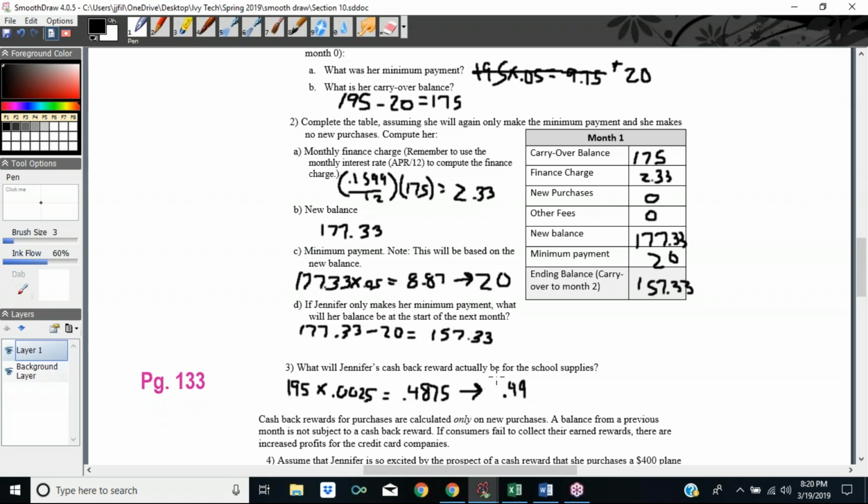All right, so notice she bought $195 worth of stuff. She paid $2.33 in finance charges and got 49 cents back for her cashback rewards. So she's actually negative because her interest was more than her cashback rewards were.